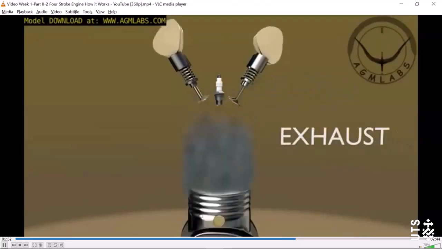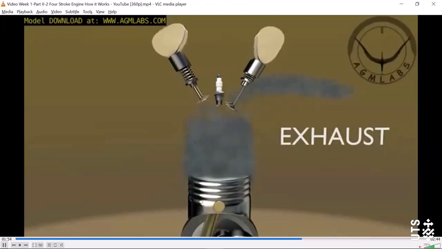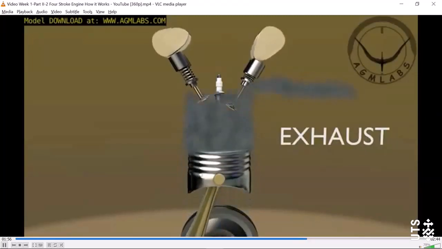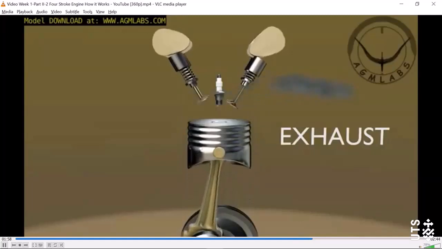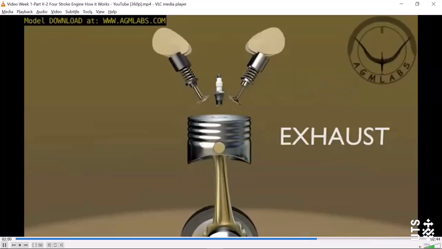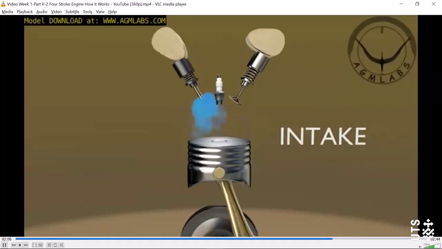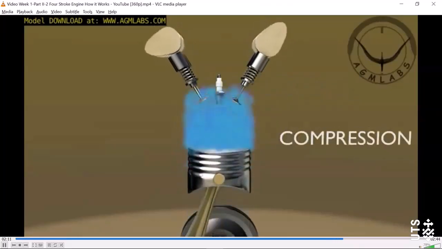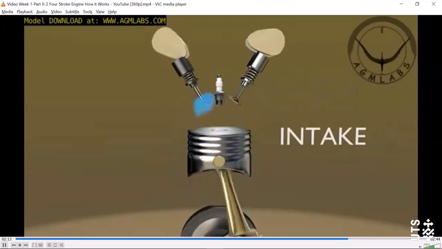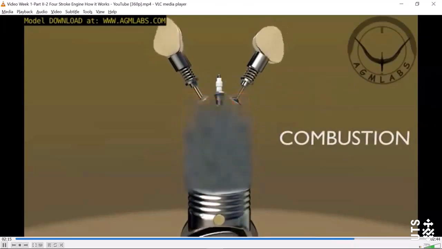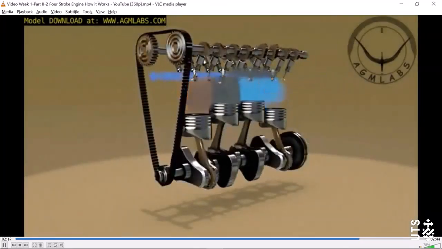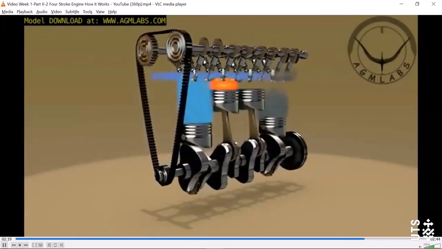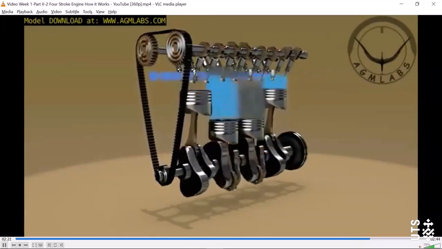Fourth, exhaust stroke. The exhaust valve is opened, and the piston travels back up, expelling the exhaust gases through the exhaust valve. At the top of the stroke, the exhaust valve is closed. This process is repeated. What has been presented is the cycle of operation of one cylinder of a four-stroke engine. Generally, engines have two or more cylinders acting in concert with each other to produce the engine power.